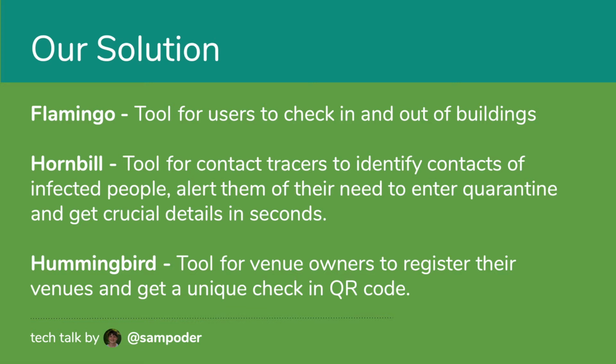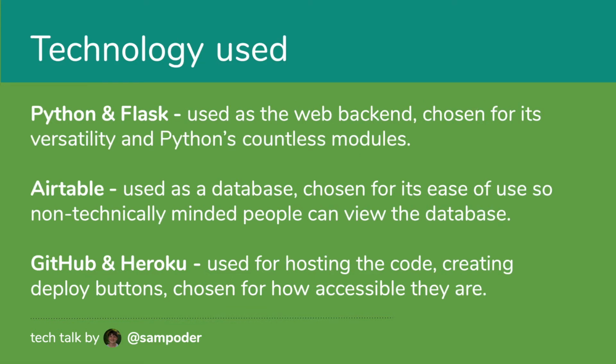Then finally, Hummingbird is a tool for venue or building owners to register their venues or buildings and then get a unique check-in QR code that people can scan to check in and check out of their buildings.